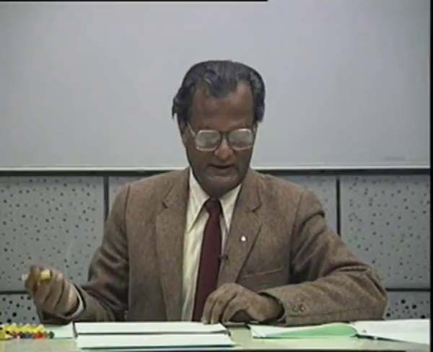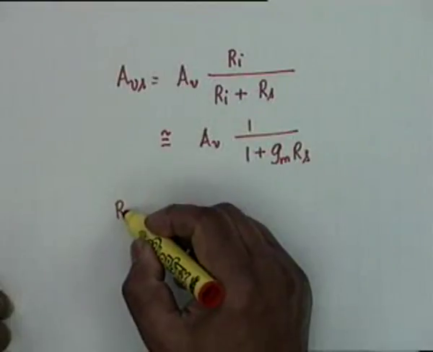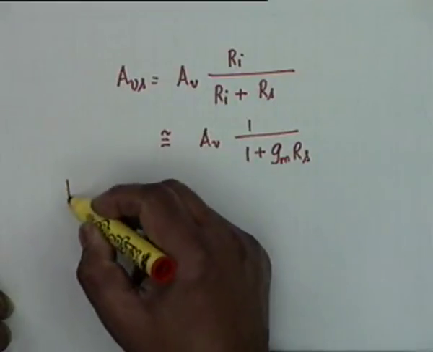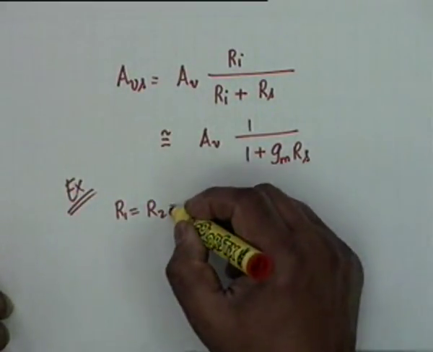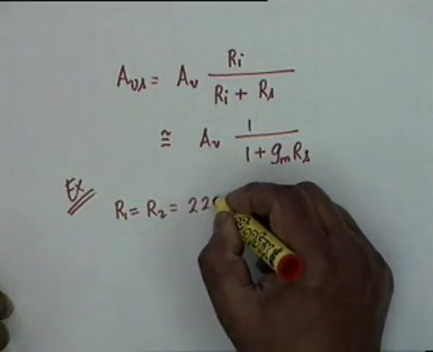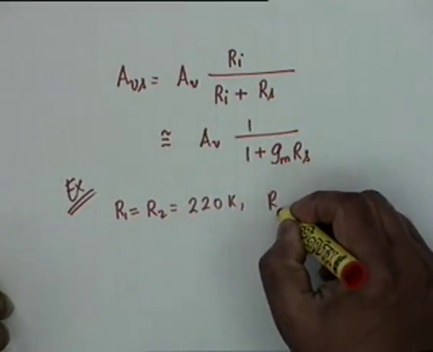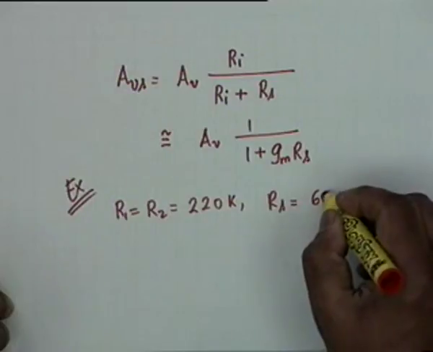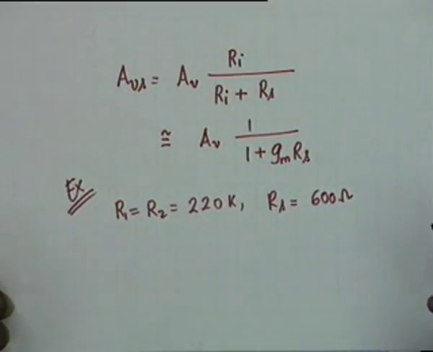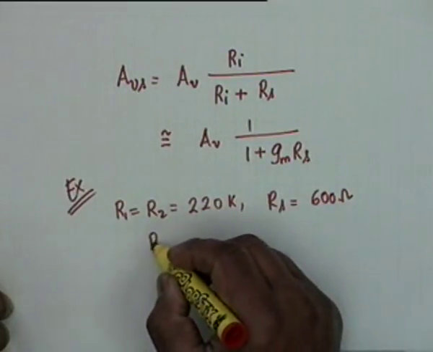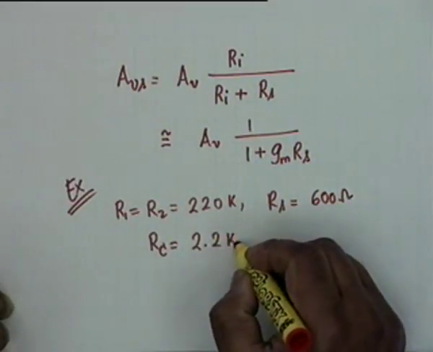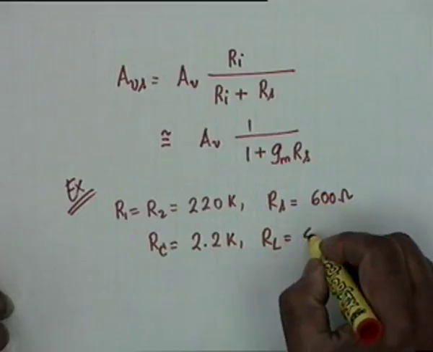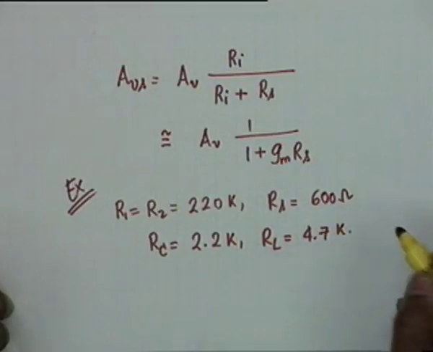of the CE that we considered earlier, what were the values? We had considered R1 and R2. We shall continue the same example again and again. R1 and R2 were 220K, RS was taken as 600 ohm, the source resistance, RC, the collector biasing resistance, was taken as 2.2K and the load was taken as 4.7K.